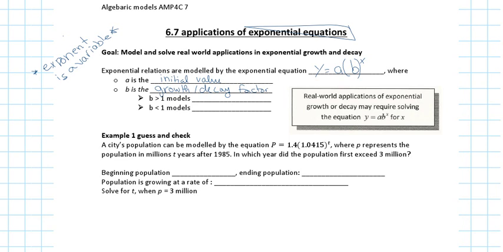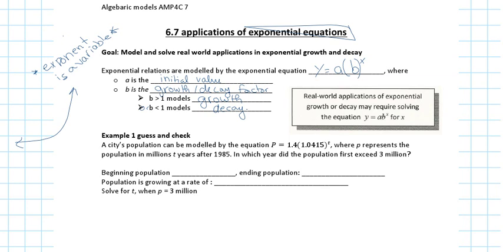If b is greater than 1, so your base is greater than 1, your graph is going to get bigger, and it's going to model an exponential growth. And if b is between 0 and 1, so 0 is less than b less than 1, that models decay.